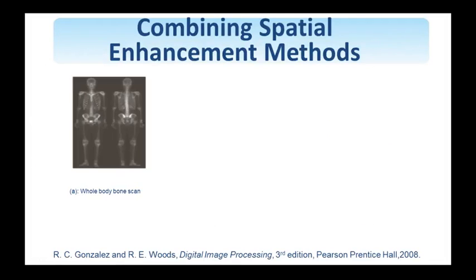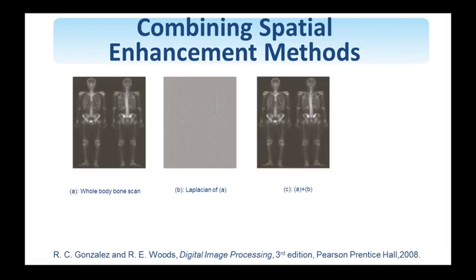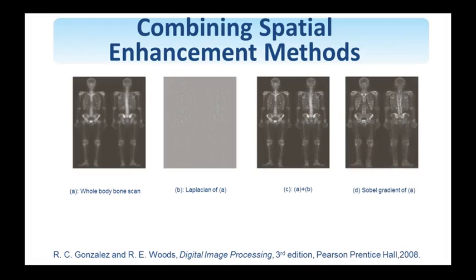We see here a combination of some of the sharpening and enhancement techniques that we have covered so far. So let's consider this whole body bone scan shown here. By looking at this, it looks rather blurry. So based on what we've learned, we can find the Laplacian, the second order derivative of this image. Then if we add the Laplacian to the original image we started with, we get the sharpened image as shown here. We can also take the first order derivative.